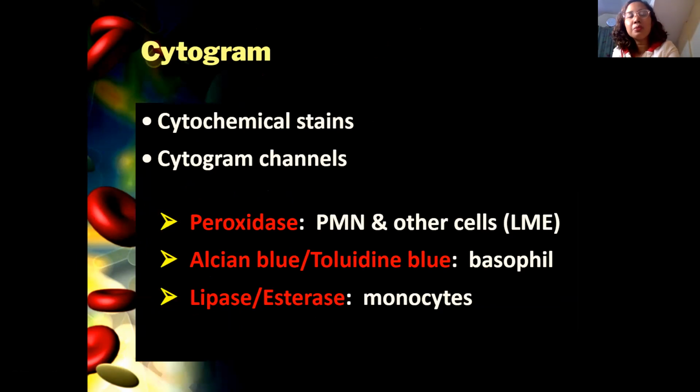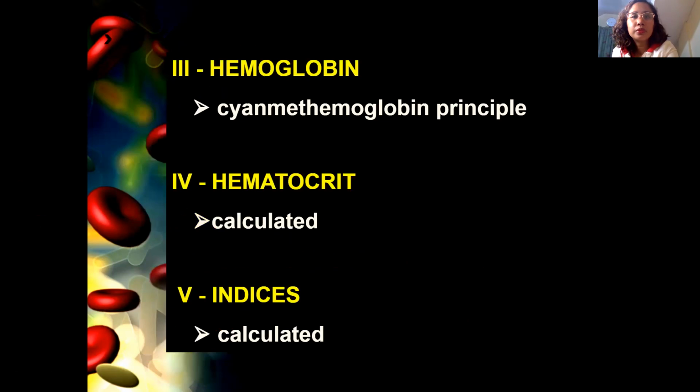Cytogram. One good thing about the cytogram is that it uses staining. So usually when we use stain, you become more specific. For example, only basophils can be stained with Azure blue or toluidine blue, monocytes with lipase esterase, and polymorphonuclear cells with peroxidase. So, that's good too.